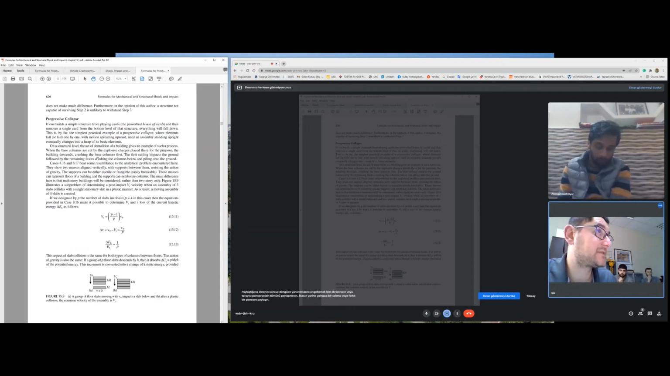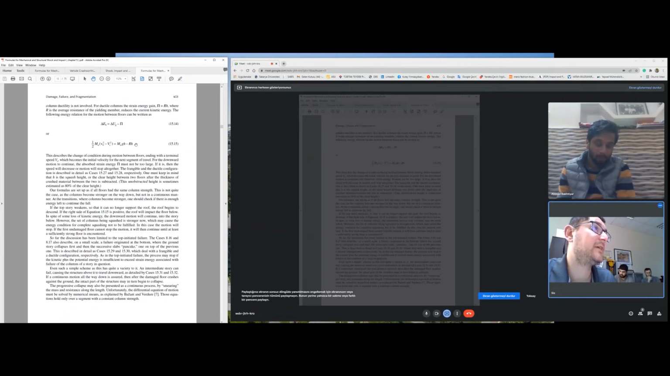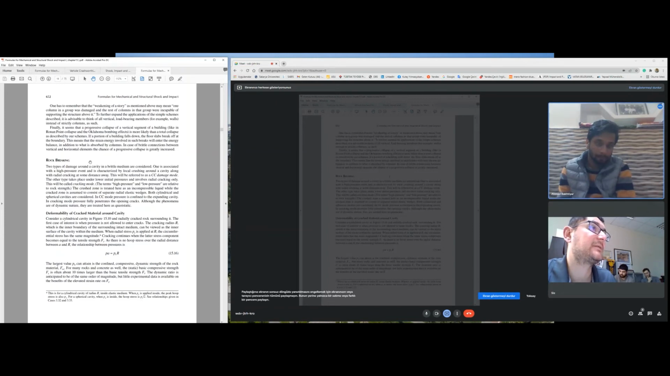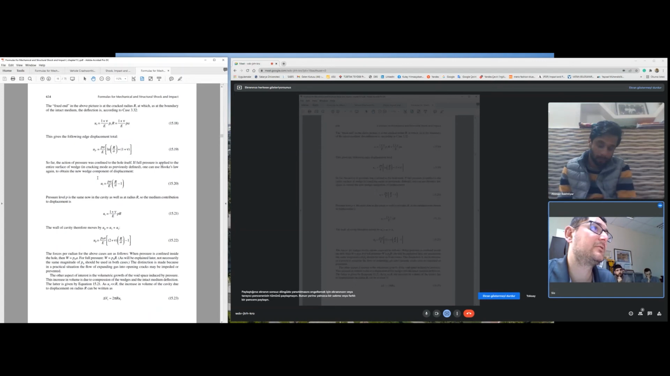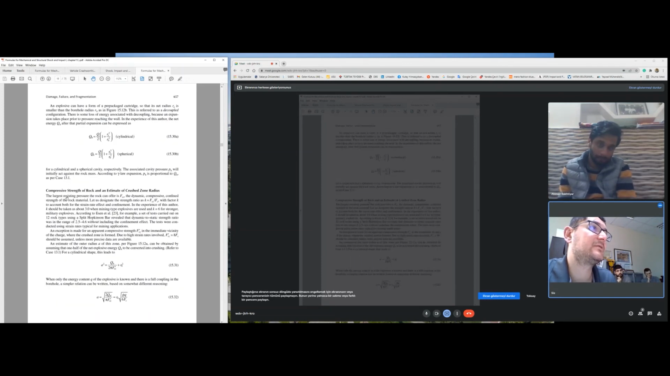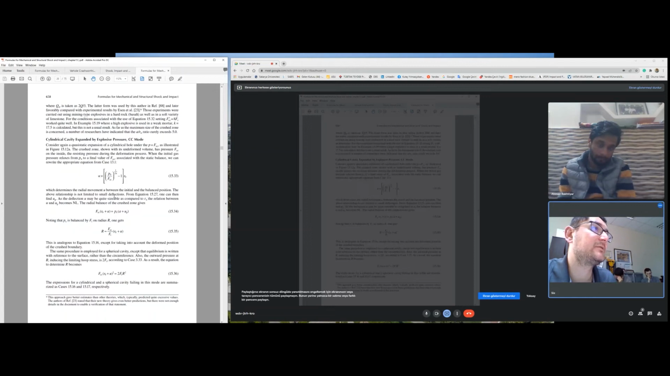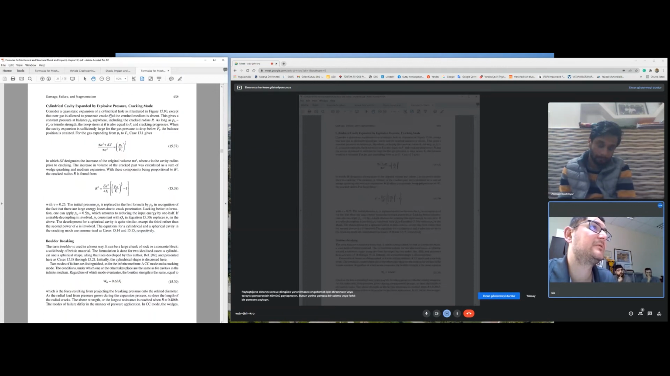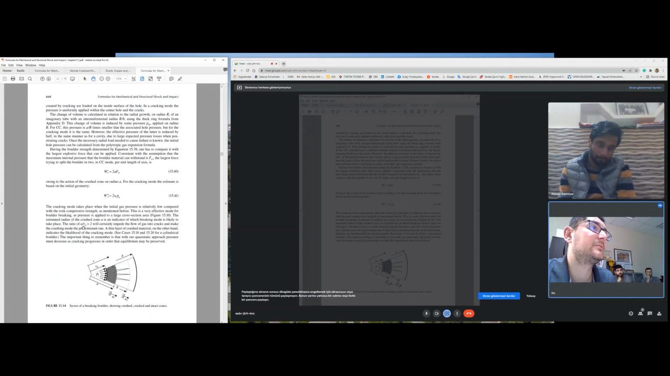Progressive collapse, look at here, page 650. This one is important because our system has got a progressive collapse and equations that are used here. Rock breaking, this is not our issue. Continue. Explosive, continue. Compressive strength, continue. Boulder breaking.